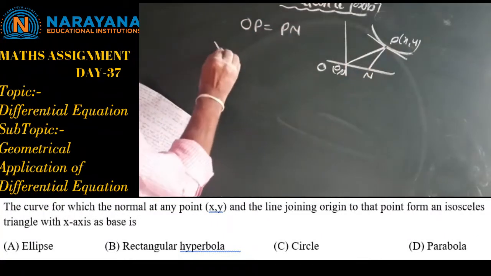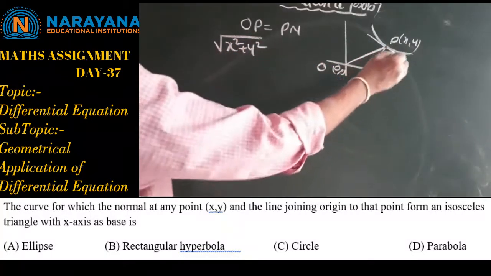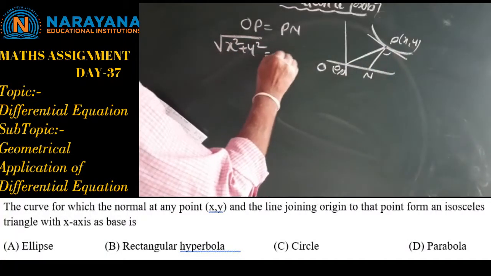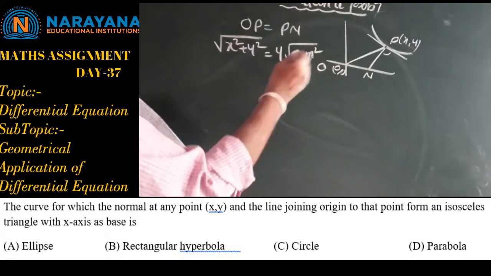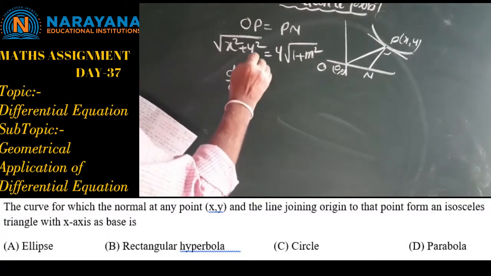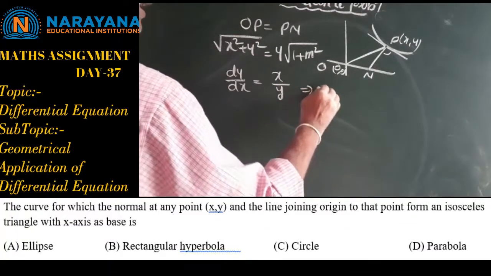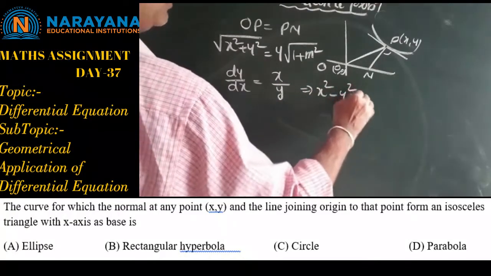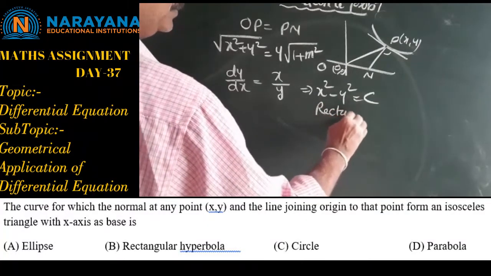OP is the distance between 2 points. You can get the square root of x square plus y square. This is the length of the normal. The length of the normal is given by y into root of 1 plus m square. So after this we can get dy by dx is equal to x by y. From this we can get x square minus y square is equal to c after integrating. This represents a rectangular hyperbola.